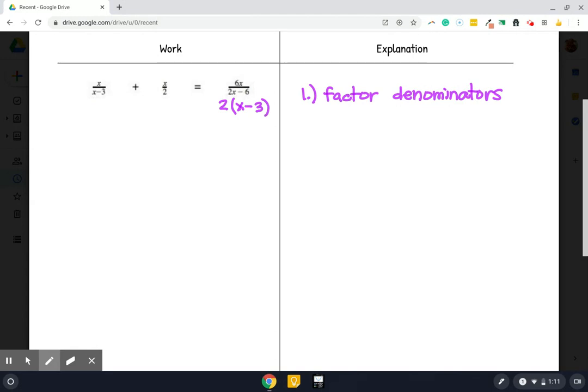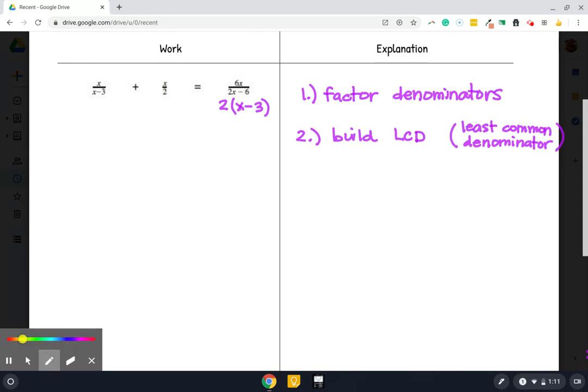Okay. Once we factor our denominators, then we are going to build, or I think I call it in the notes, identify an LCD, which stands for lowest common or least common denominator. And the whole point of this LCD is we have to represent each denominator in our problem in this LCD. Okay, so let's start building.